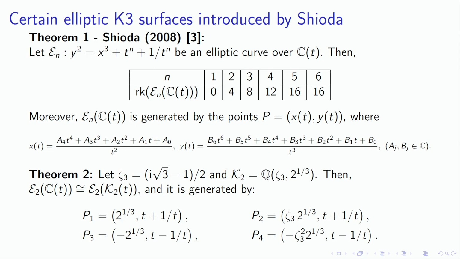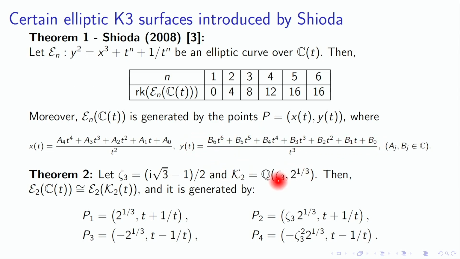So the family En was introduced by Shioda in 1998, and he studied the lattice structure on this family. He proved that for these n's, between 1 and 6, the ranks of this lattice are equal to these numbers. So the largest rank is 16. Moreover, the generators are of this type, our polynomials, our rational functions in the CT. But he didn't give any idea how we can determine these coefficients, which are all complex numbers.